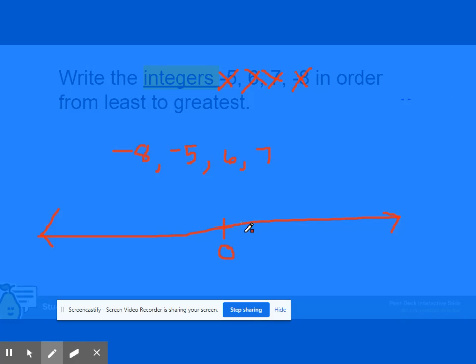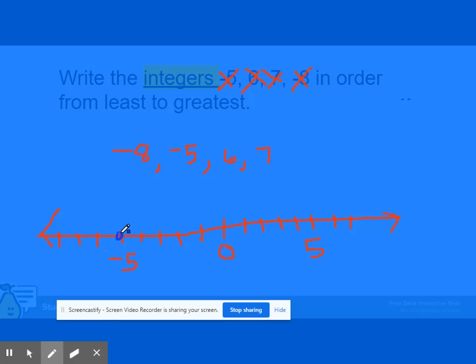So here's 0. 1, 2, 3, 4, 5, 6, 7. I apologize for those noises. They're doing maintenance. 1, 2, 3, 4, 5. Here's -5. 6, 7, 8. All right, let's plot them.